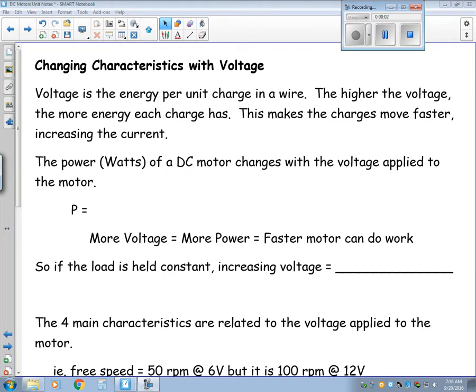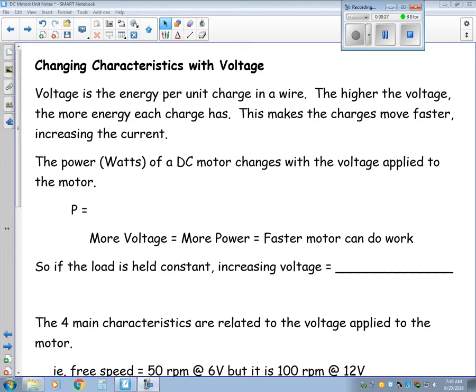This is video 2 for the DC motor unit. So another important thing we need to talk about with DC motors is voltage. The four characteristics, stall torque, stall current, free speed, and free current, those four values, whatever those numbers are, will change with the amount of voltage that's applied to the DC motor.